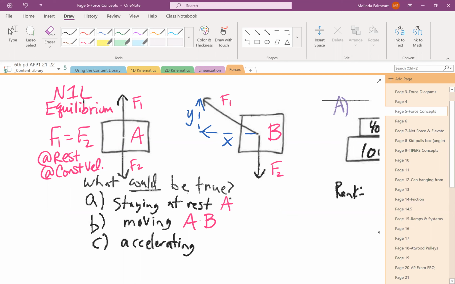Question C, who could be accelerating? Just B. Yep. Because we just said A could be moving, but it would have a constant velocity. You can't be accelerating if you have a constant velocity. Everyone good on the first example? Top left.